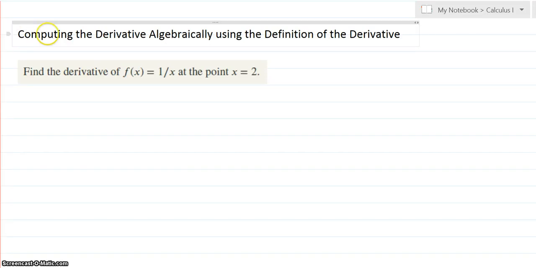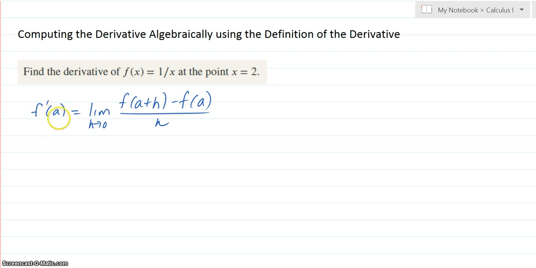In this video, I'm going to compute the derivative algebraically, and I'm going to use the definition of the derivative. So let's do this example. Find the derivative of f of x equals 1 over x at the point x equals 2. So let's first write down what the definition of the derivative is.